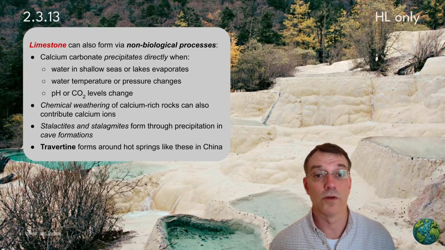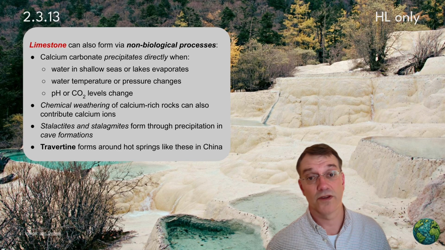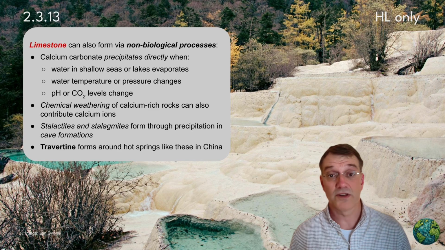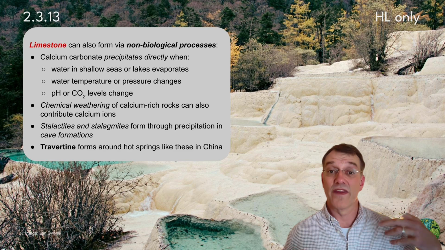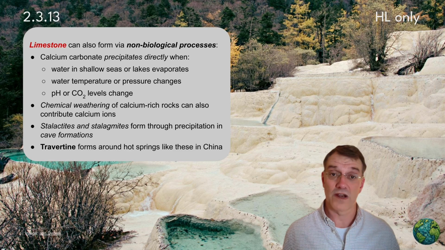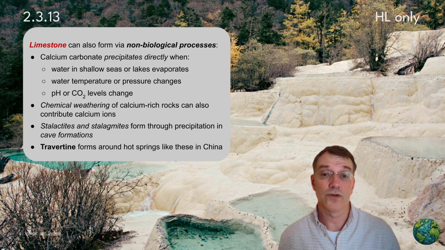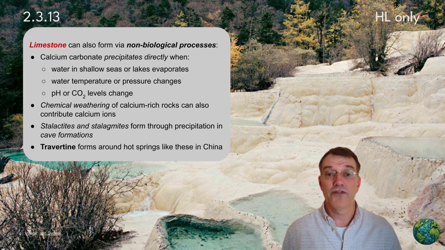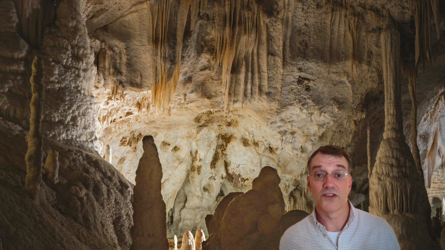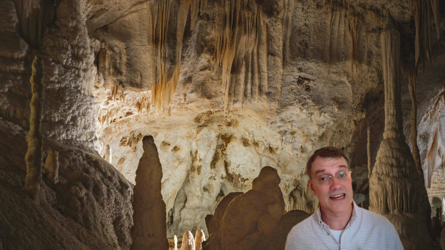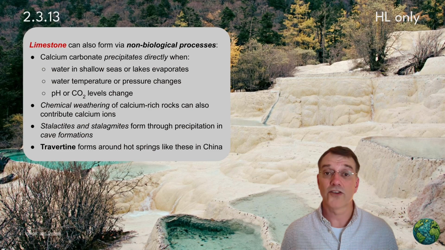Limestone can also form through non-biological processes. Calcium carbonate can precipitate directly from water when the conditions change and are just right. This usually happens through evaporation, changes in water temperature or pressure, or shifts in pH level. Similar processes create cave formations like stalactites and stalagmites, and they also form travertine around geothermal springs like the ones you see here.